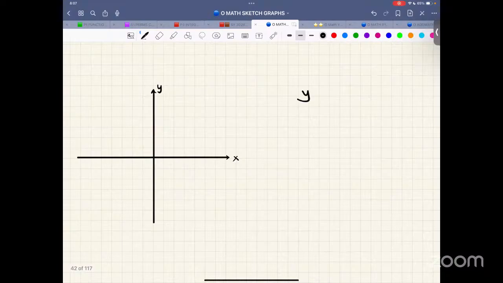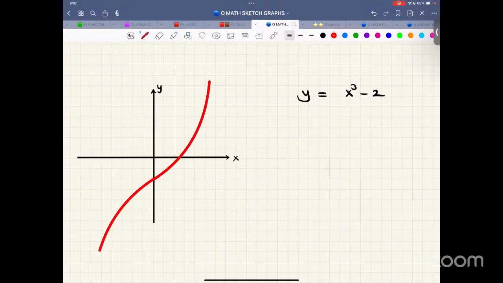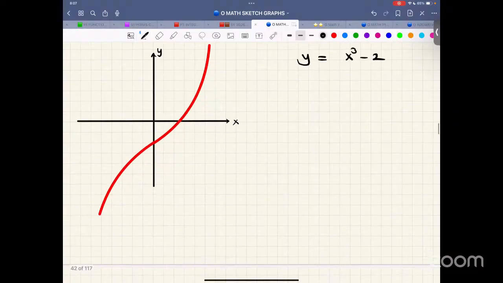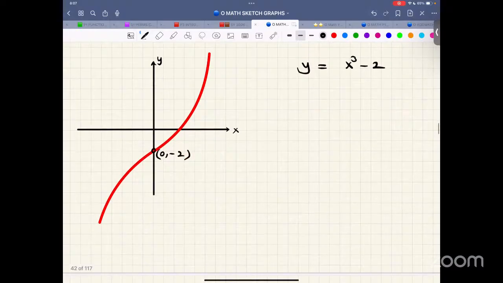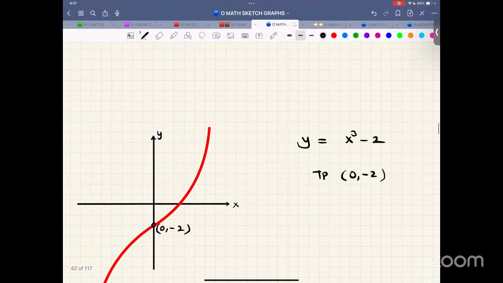What if I want to draw y equals x cubed minus 2? So x cubed minus 2, let me draw it like this, something like this, and like this. So now this is 0 and negative 2. So let me write the 2 properly. So now the turning point is 0 and negative 2. It has shifted down.